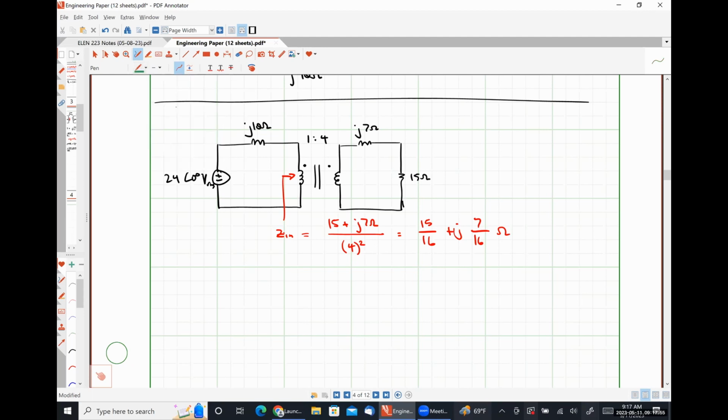If we were looking in from here, the voltage source, I'm going to call this Vn prime. It would literally just be J10 plus the other thing. And then from this point, it depends on what we're trying to solve for, but we would effectively do the same step.